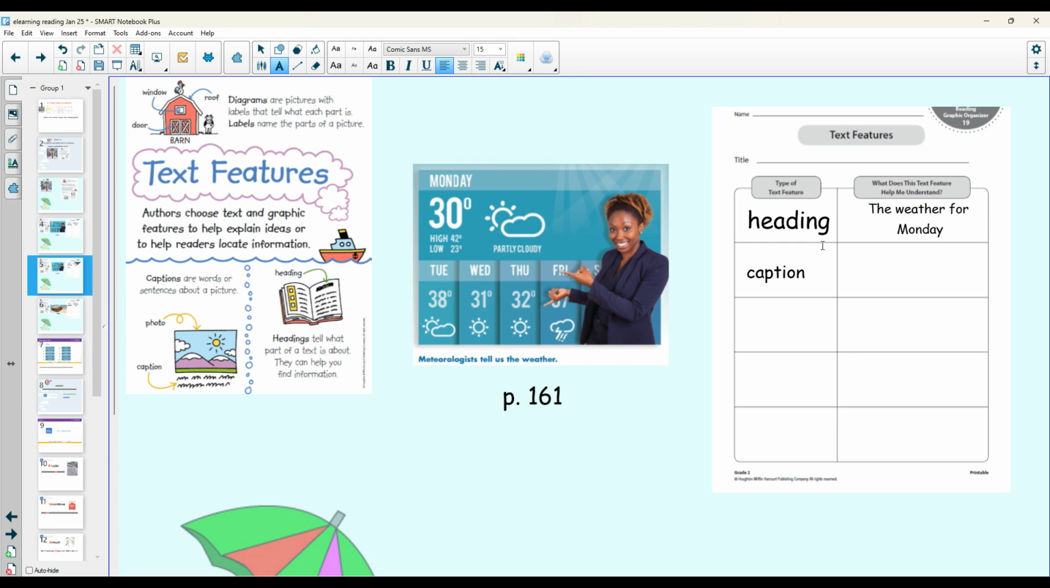So, in the same row as caption, but in the next box, I am going to write the job of a meteorologist because that caption tells me that a meteorologist tells me the weather. That is her job. So I'm going to write the job of a meteorologist. Now, I don't know how to spell meteorologist without looking, so I'm going to look.